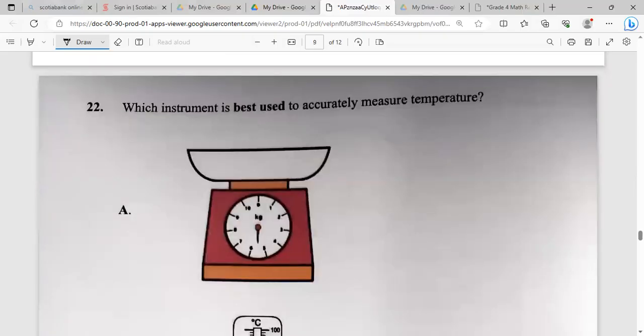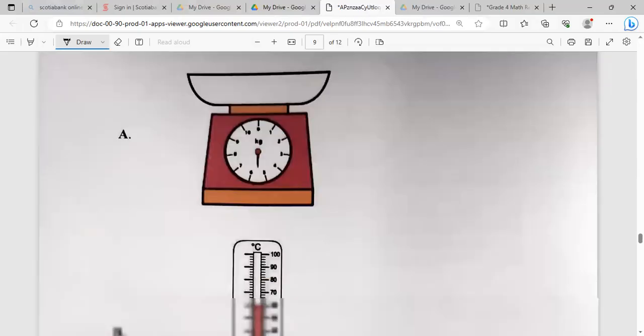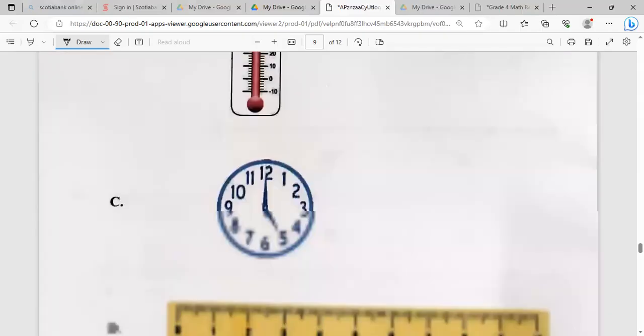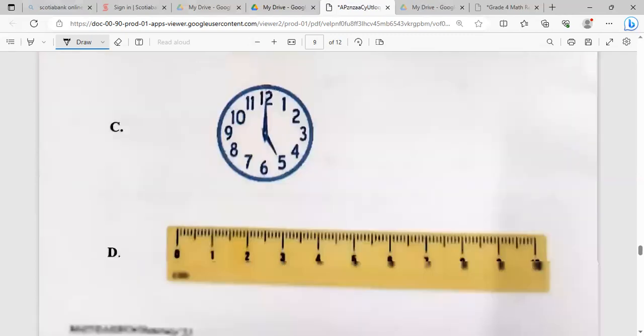Which instrument is best used to accurately measure temperature? And that would be B, the thermometer. The scale, you would have discussed that in class. Clock tells the time, ruler tells the length, right? All right, so now we go down.